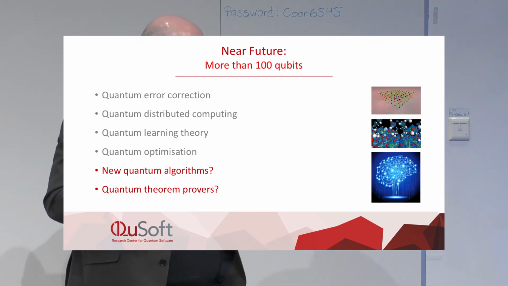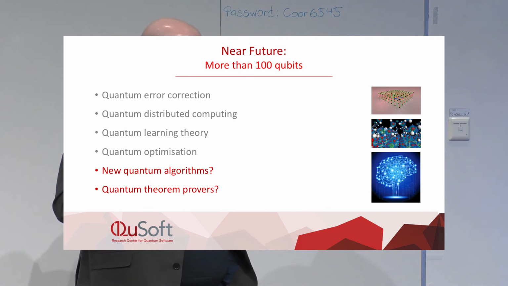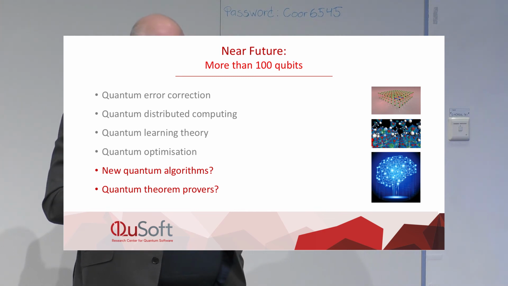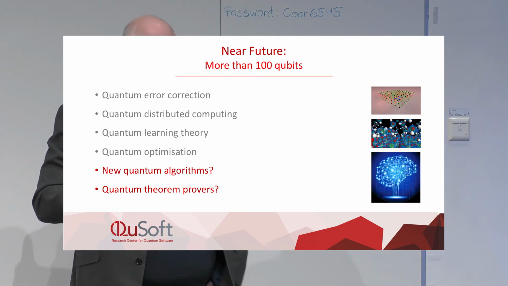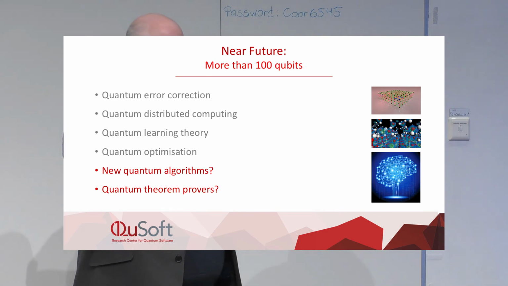When we have more than 100 qubits, we need to be able to do error correction, and this is something that requires more qubits. You can do this quantum distributed computing. Quantum learning theory is something that people are looking at, and quantum optimization. These are all areas where we think that quantum computers can help. Maybe new quantum algorithms and quantum theorem provers. Maybe with the quantum computer you can prove stuff that you couldn't prove before, not even if you were a fantastically smart human being.